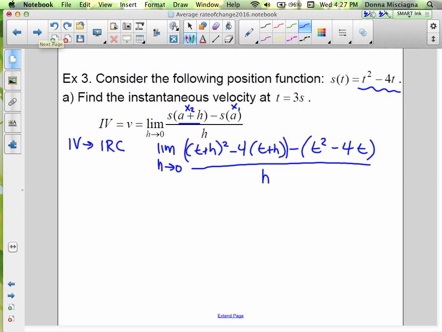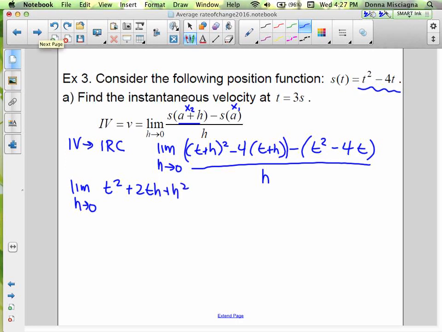All right, so now we need to simplify. We have the limit as h goes to 0 of t plus h squared. If you don't mind, I'm just going to square it in my head and write it down. So that would be t squared plus 2th plus h squared. Everybody okay with that?